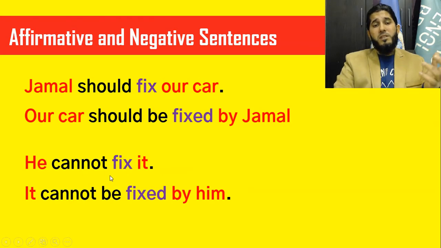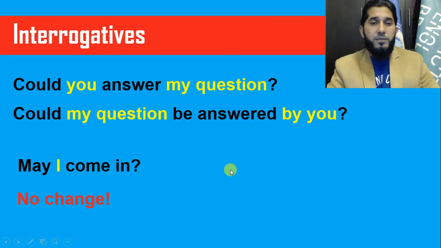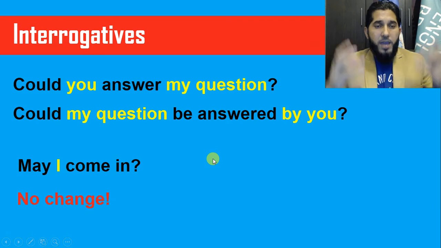He cannot fix it. So now you want to change it. The object of your active sentence becomes the subject of the passive sentence. It comes at the beginning of your passive sentence. It cannot be fixed by him. So this is how you do it. Pretty easy, not difficult. You just need to pay attention.